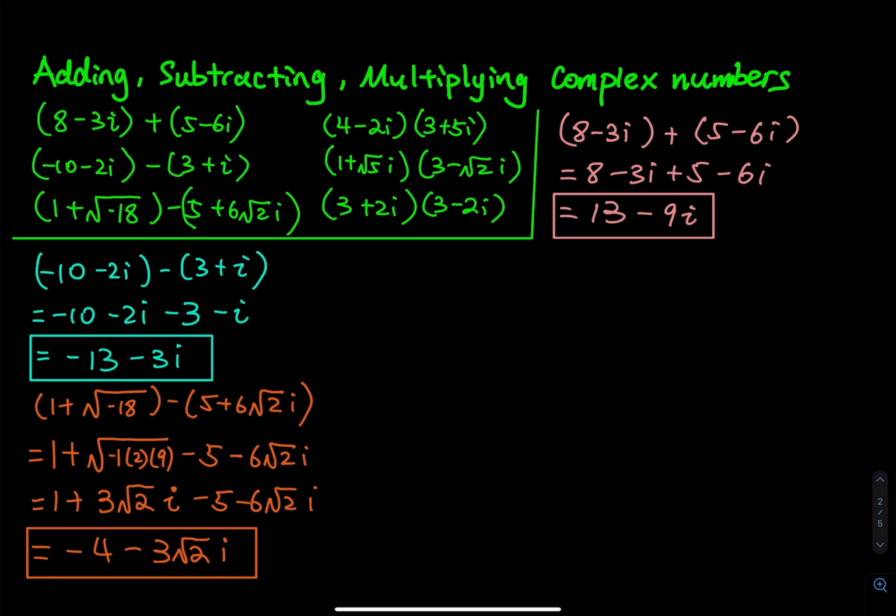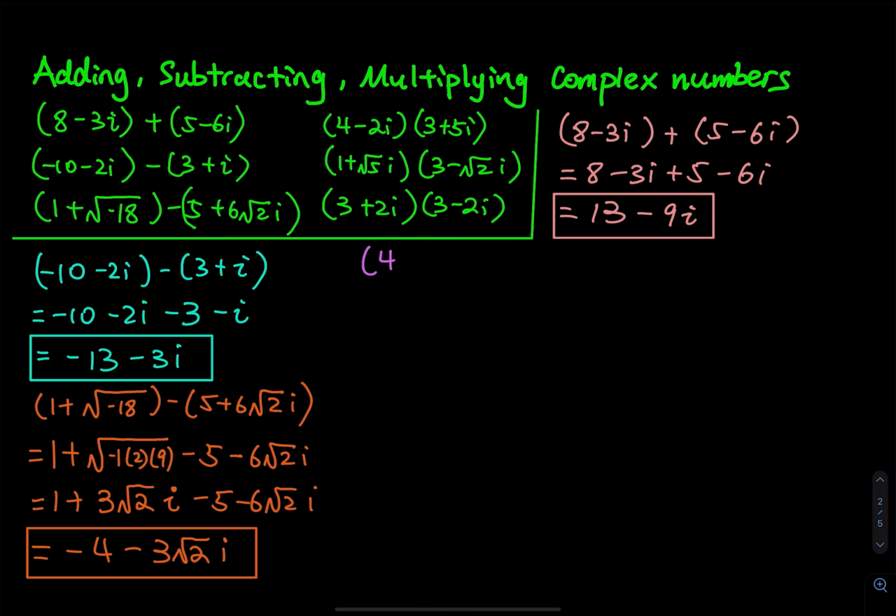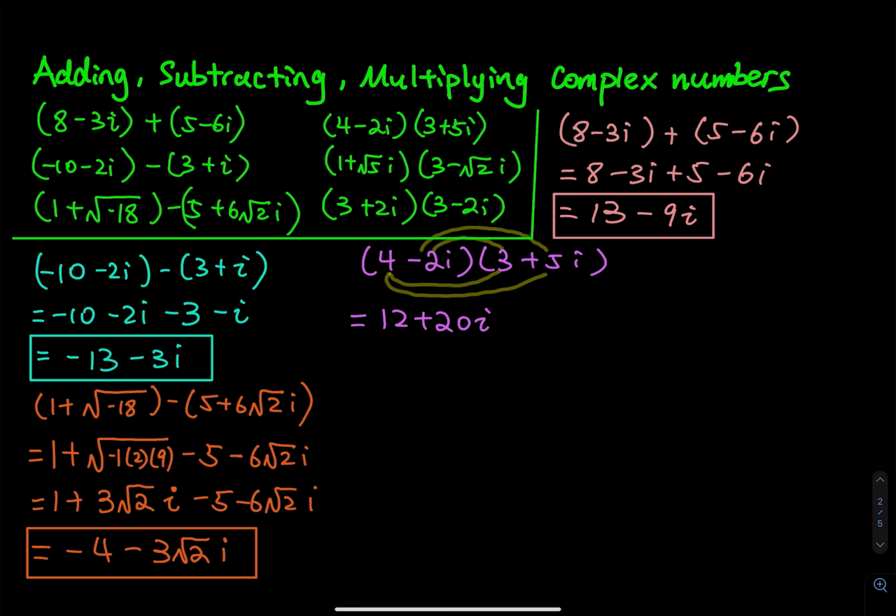And then moving on, we have multiplication. So multiply, multiply, multiply. Okay, so let's switch to a new color. You have 4 minus 2i, and then you multiply by 3 plus 5i. The first step is you distribute 4 times 3, and then 4 times 5i. So you have a 12, and then plus 20i, and then you have a 2 times a 3, also I should say negative 2. So negative 2 times 3 is negative 6. Negative 2 times 5 is equal to negative 10.